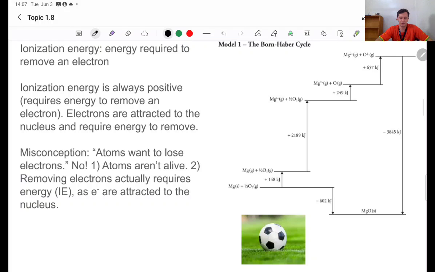And this is a misconception that you can hear a lot: atoms want to lose electrons. If you're coming out of your general chemistry class thinking atoms want to lose electrons, no. First of all, atoms aren't alive, so we can in passing, for fun, introduce an idea, but we shouldn't explain what atoms really do in terms of anthropomorphization. I'm not sure if I'm saying that word correctly, but making atoms into people, okay? Second, removing electrons actually requires energy, the ionization energy, as electrons are attracted to the nucleus. Electrons are negatively charged, the nucleus is positively charged, they're attracted to each other. It will take energy to remove that electron.